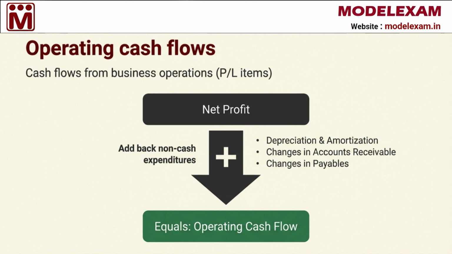Let us look at operating cash flows first. This starts with the net profit figure from the profit and loss statement. However, since net profit includes non-cash items, we have to adjust it. We add back non-cash expenditures like depreciation and amortization. Then we adjust for changes in working capital, such as changes in accounts receivable and payables. The result is the operating cash flow, which tells you how much cash the actual business engine is generating.